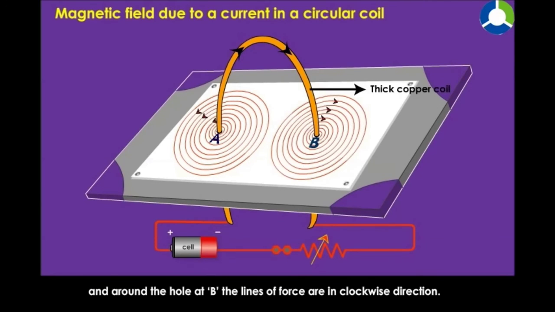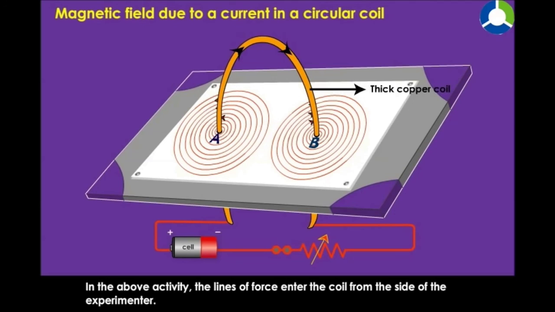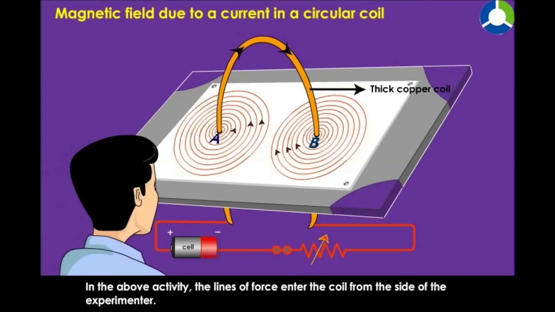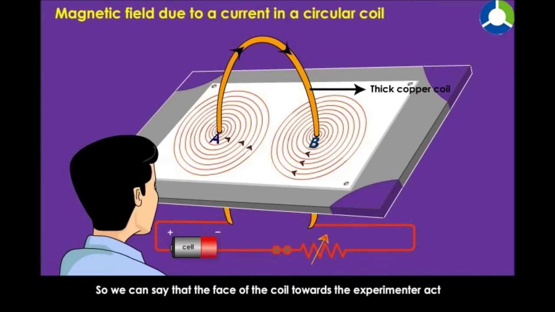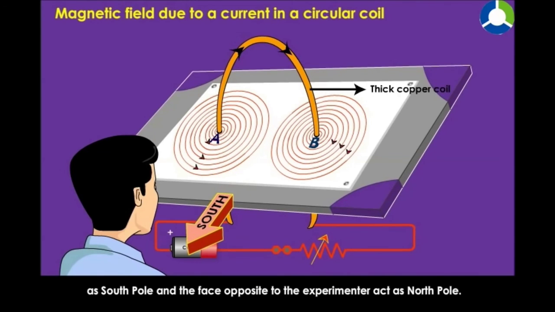Of course, as shown in the figure, the magnetic lines of force are concentric circles around every element of the circular coil. So this is how you can identify the magnetic lines of force around a current carrying circular coil with this small activity.